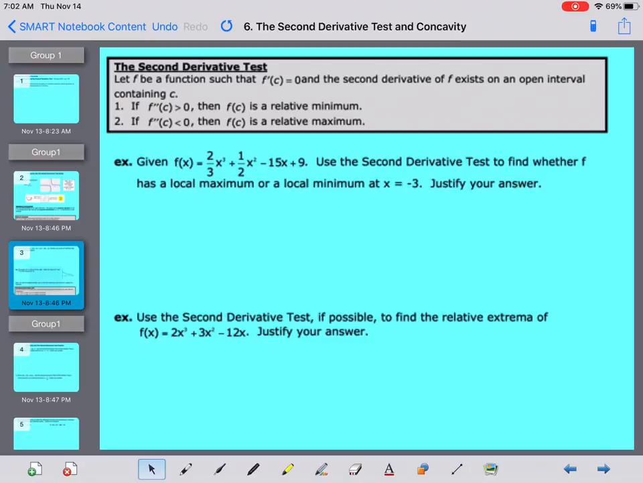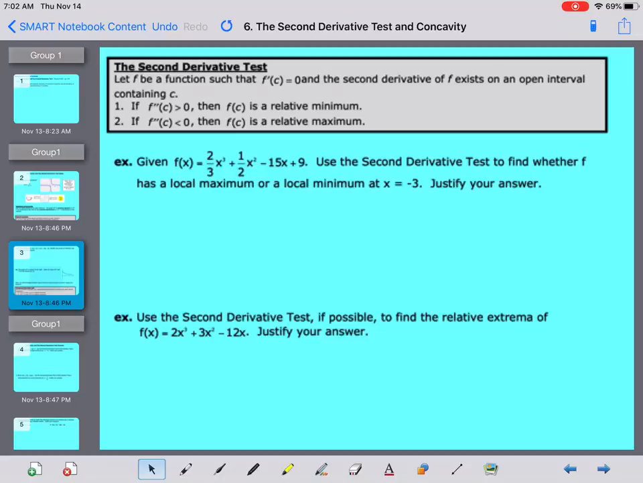And what the second derivative test says is: let f be a function such that f prime of c is equal to 0. So c is going to be a critical value in our problem. And the second derivative of f exists, so it has to be twice differentiable on an open interval containing c. If we get a critical value from an undefined term, meaning our derivative failed to exist there, this test would no longer apply. It only applies if our first derivative existed, and it is differentiable again.